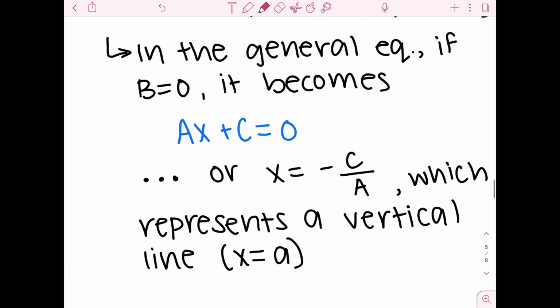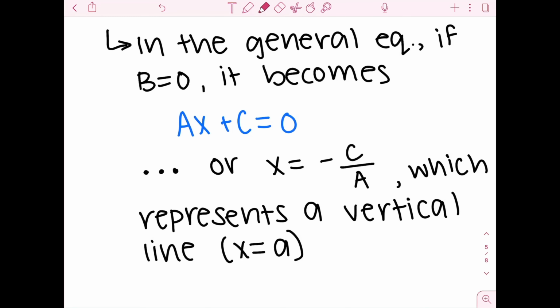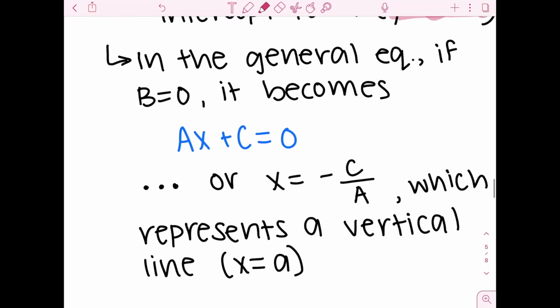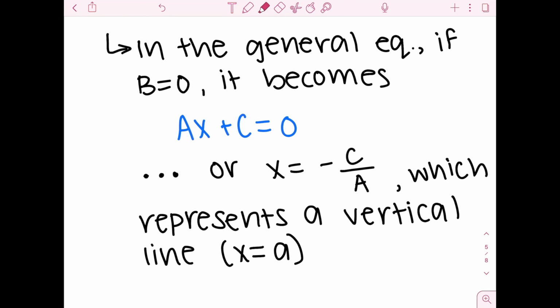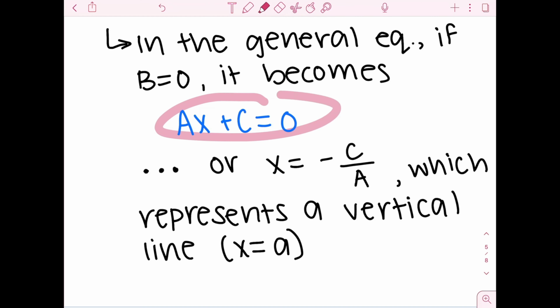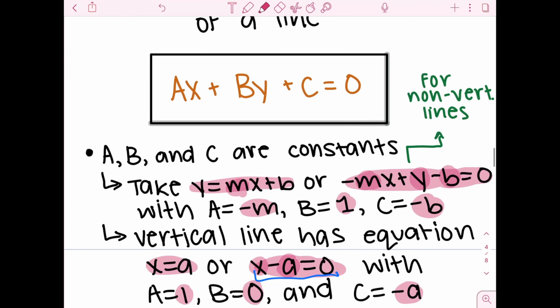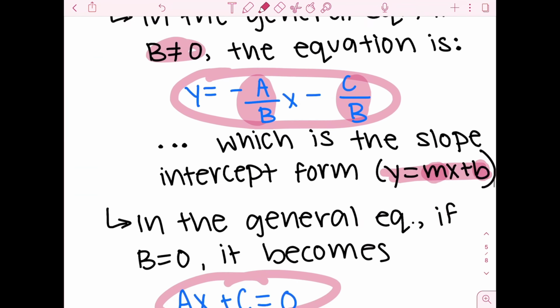Okay, there's just a little bit more, so hang on tight. In the general equation, if b is equal to 0, so basically the opposite of this condition, it becomes ax plus c is equal to 0. So going back up to our general equation, if this term is equal to 0, there's going to be no y term, which means it's only going to be ax plus c is equal to 0.